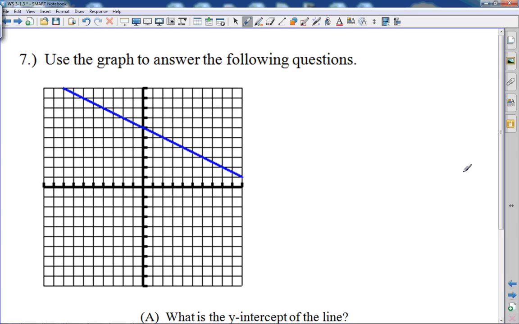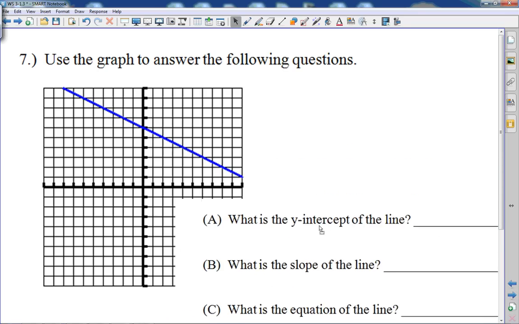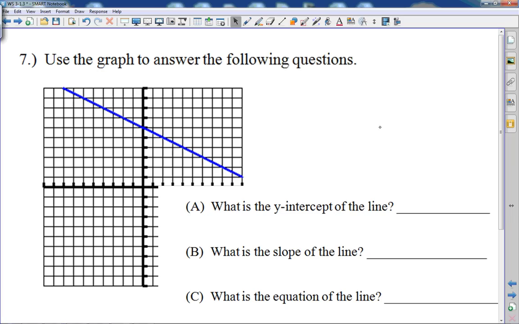Next, here's the next one. Let's see if I can pull up some of these questions. All right, there we go. First off, what is the y-intercept? Remember, I've got x and I've got y. Put a big dot on that y-intercept. 1, 2, 3, 4, 5, 6. (0, 6).